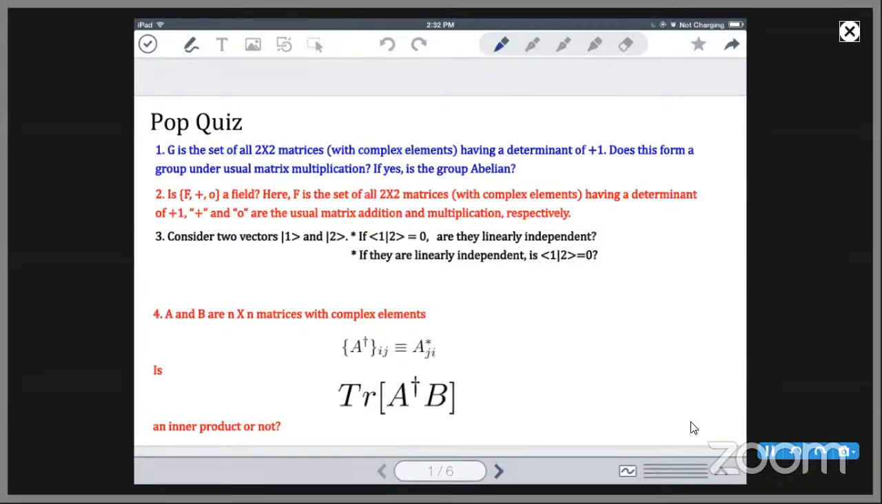So this is the stuff we need to do today. Because it's the last day of the week, you will do a little revision. I already told you that you need to read to know what a group is. I didn't teach you explicitly, but I sent you a link. You should read and learn what a group is. Then you should be able to answer the first question. G is the set of all 2 by 2 matrices with complex elements, but having a determinant of +1. Does this form a group under usual matrix multiplication?